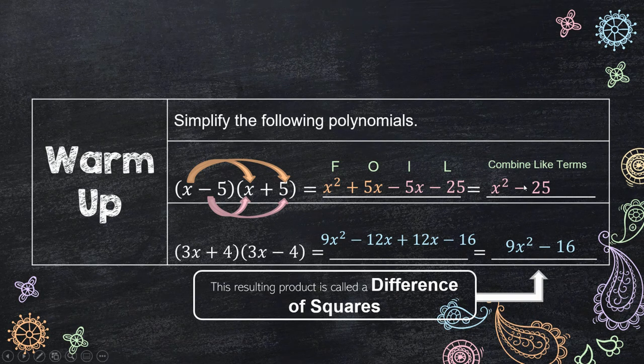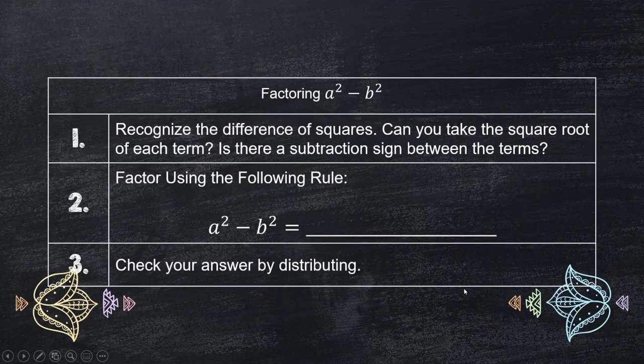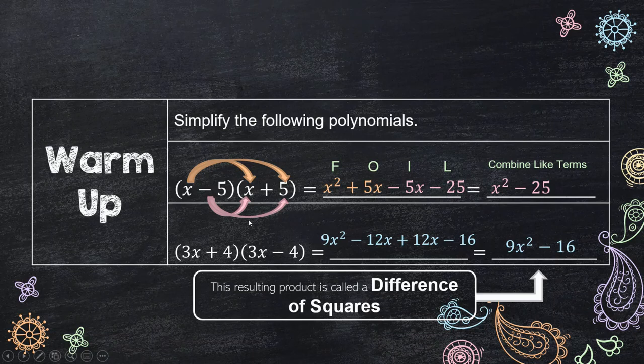So these resulting products over here are called the difference of squares. Difference, we're subtracting. The first term is a perfect square. The last term is a perfect square. So if you notice that you have the difference of squares, you can factor that by looking back here at what the factors were. They're almost exactly the same, except one is a minus and one is a plus. So our factors were a sum and difference of the same two terms.